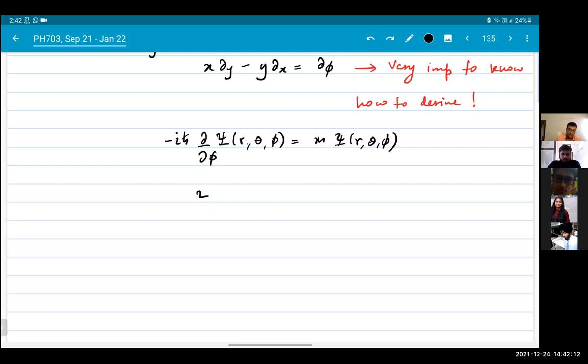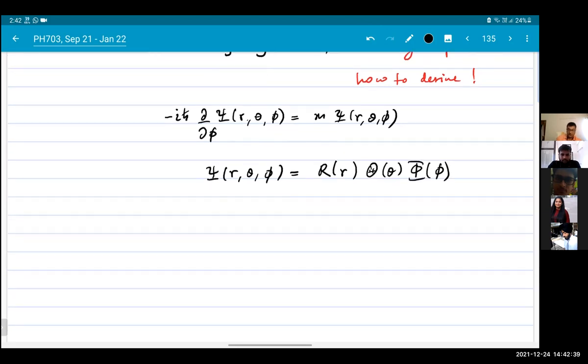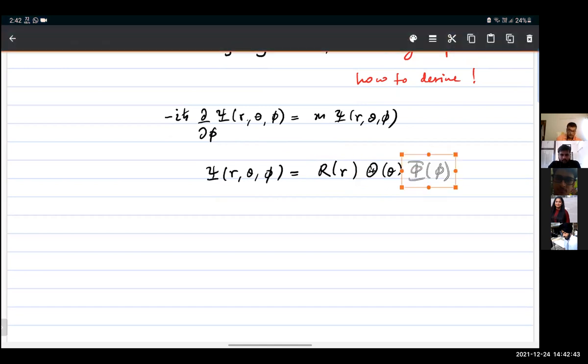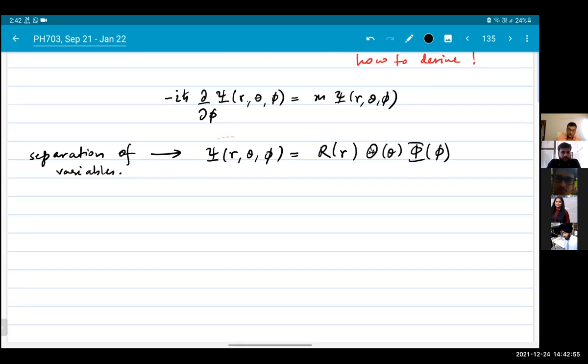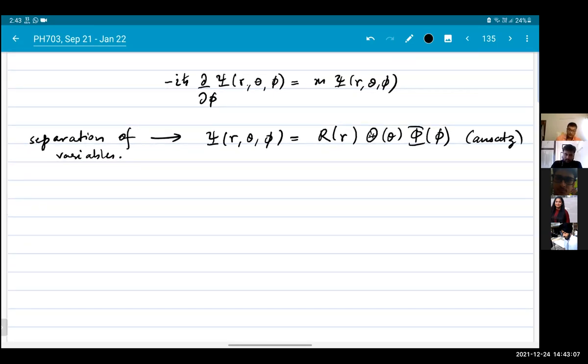This is a function of r, theta, and phi. So what I'm going to do is make the assumption that I can write this whole thing as a product state, like this. This is a function only of r, this is a function only of theta, this is a function only of phi. And this is known as separation of variables. We have looked at this before. This is an ansatz, which means this is an assumption. This might not give you the most general solution to the problem. You have to keep that in mind.